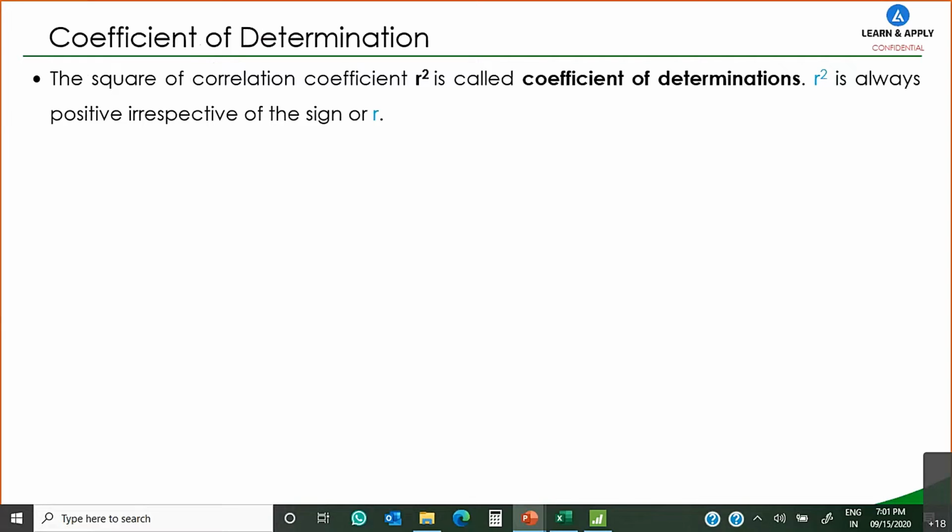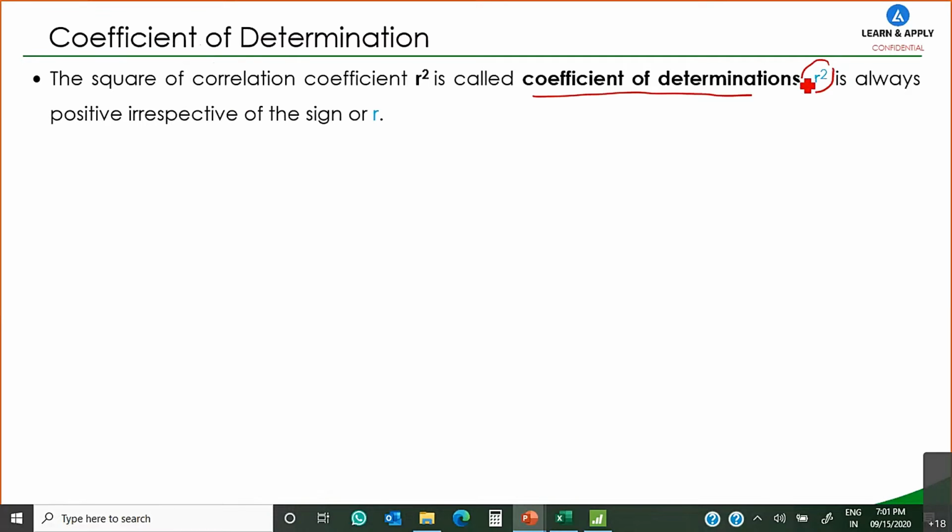Now, we have seen the correlation coefficient that is indicated by R. If you square that term, the square of the correlation coefficient, that is called the coefficient of determination, and that is called R square.